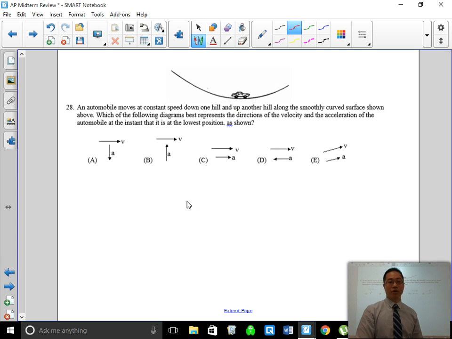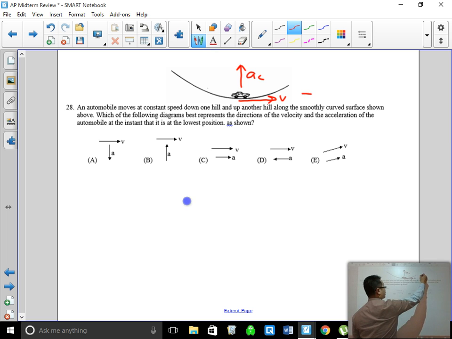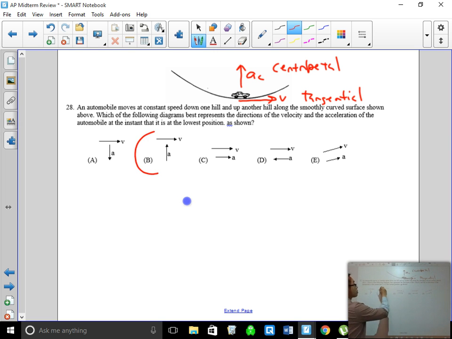Over here, it's going at constant speed through a smoothly curved surface. Notice this is really a circular motion question. So therefore, you have a centripetal acceleration with a tangential velocity. So you end up with choice B.